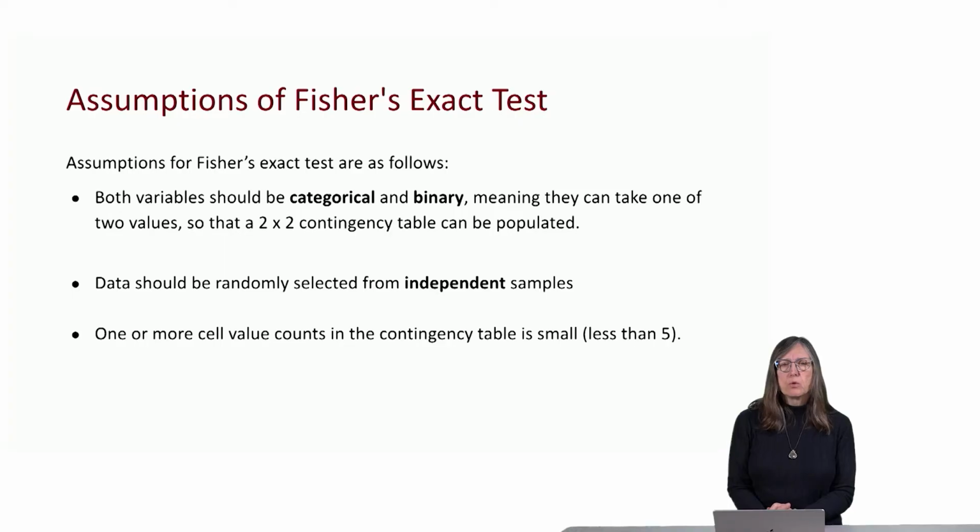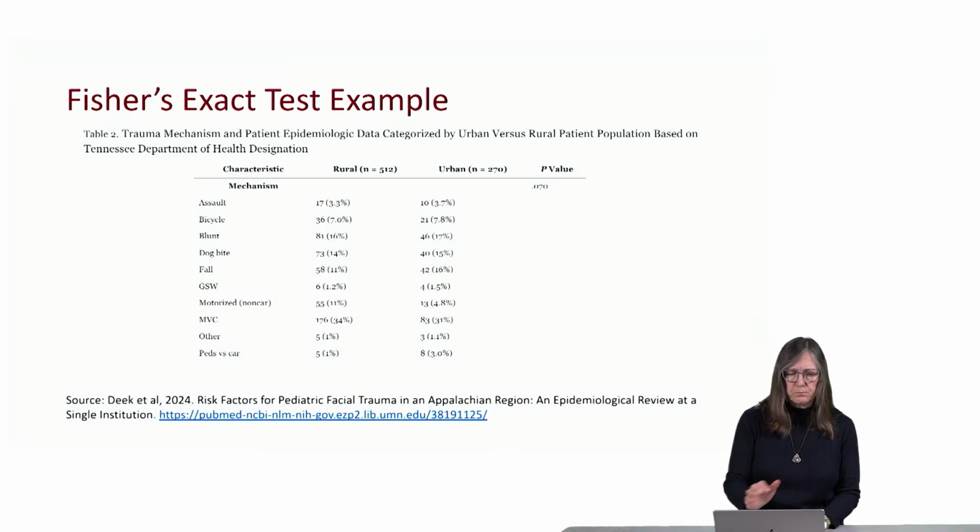And then one or more of your cell value counts in the contingency table is small, less than 5. When you're initially looking at data and you develop those 2 by 2 tables or 2 by 3 tables, you'll see what those counts look like, and you'll get a warning if you've got cell counts less than 5, which will be, I need to use a Fisher's exact rather than a chi-squared test.